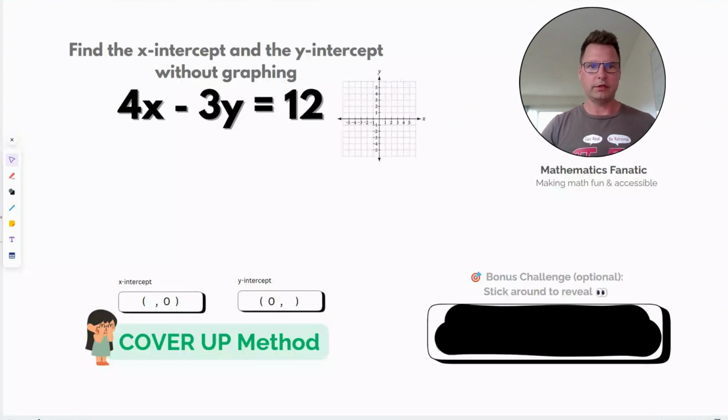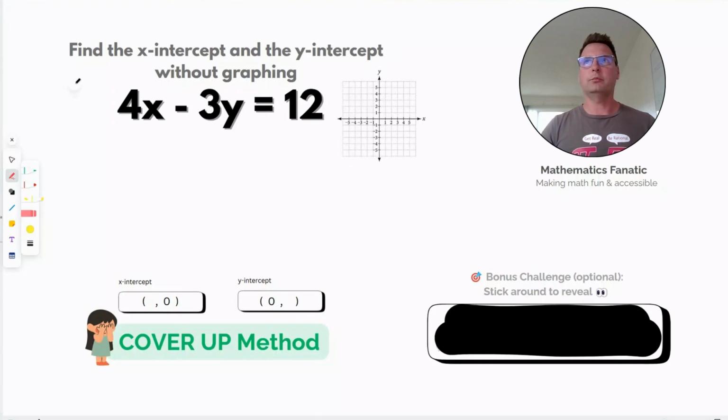Here's what we'll tackle today. We'll find the x-intercept using this super easy cover-up method. Then we'll get the y-intercept the same way. Then we'll explain why the cover-up method works. And if you're up for a little extra brain workout, stick around. We'll unlock a bonus challenge at the end.